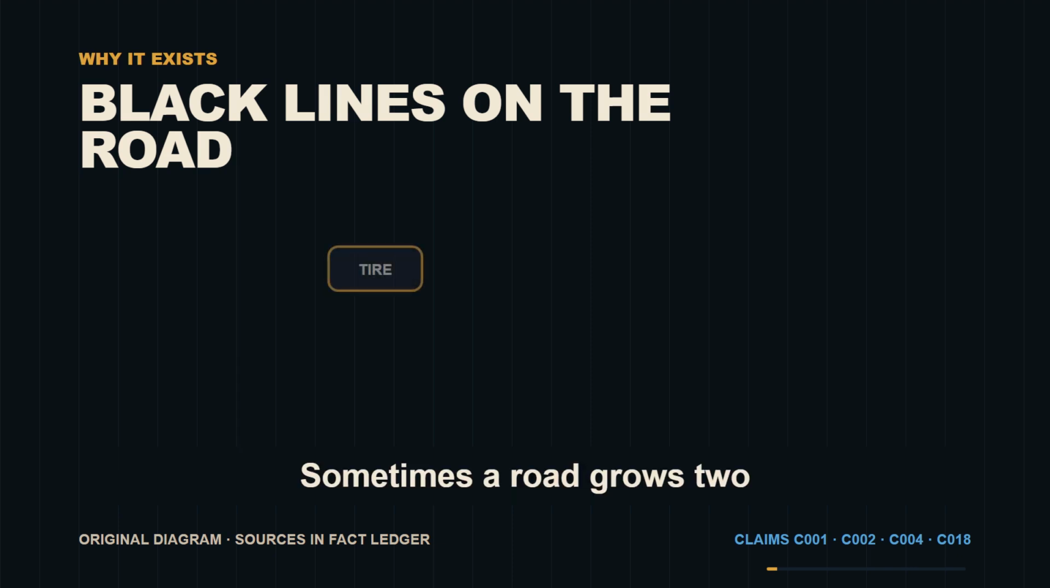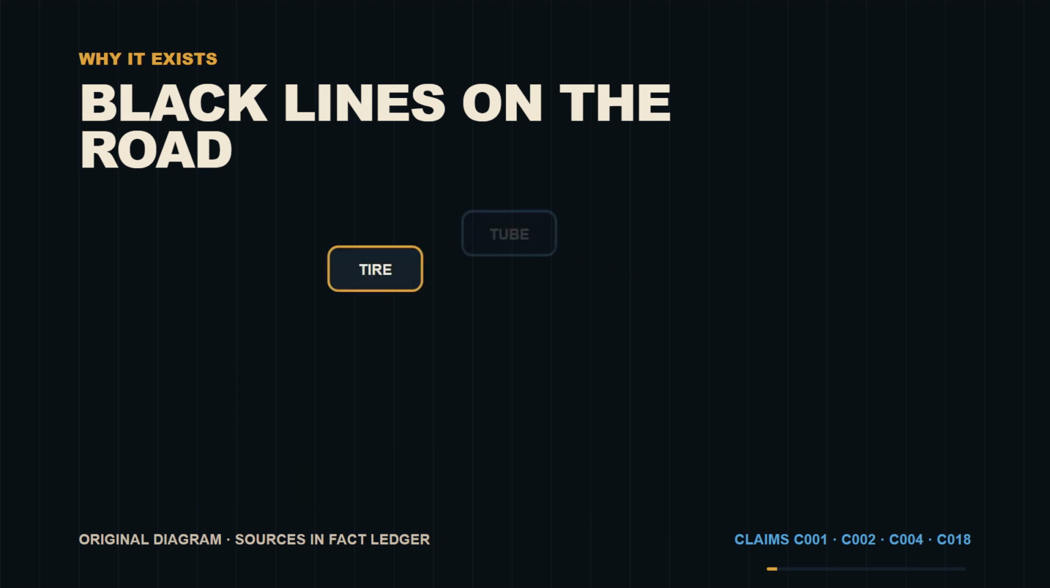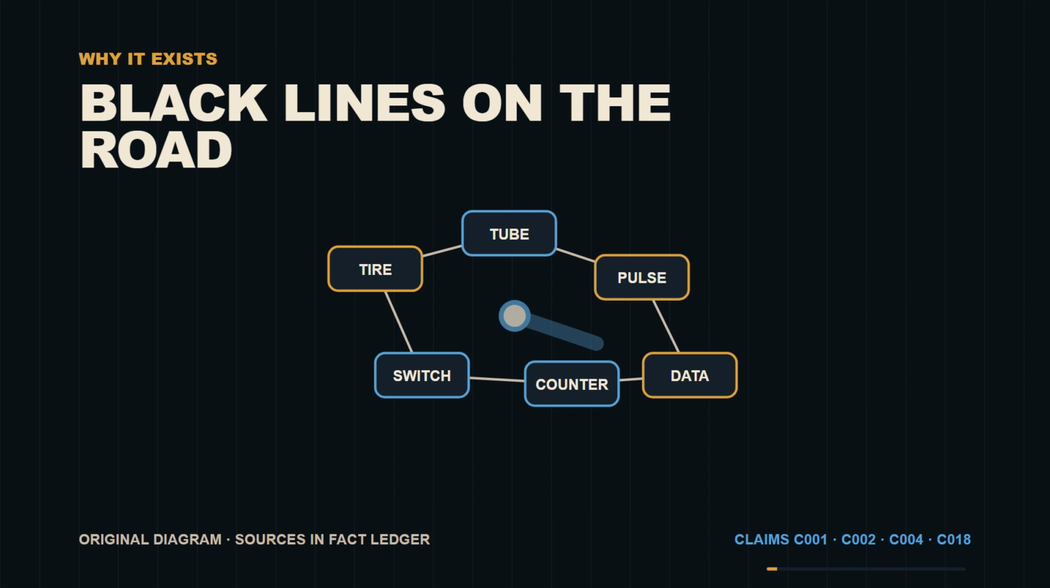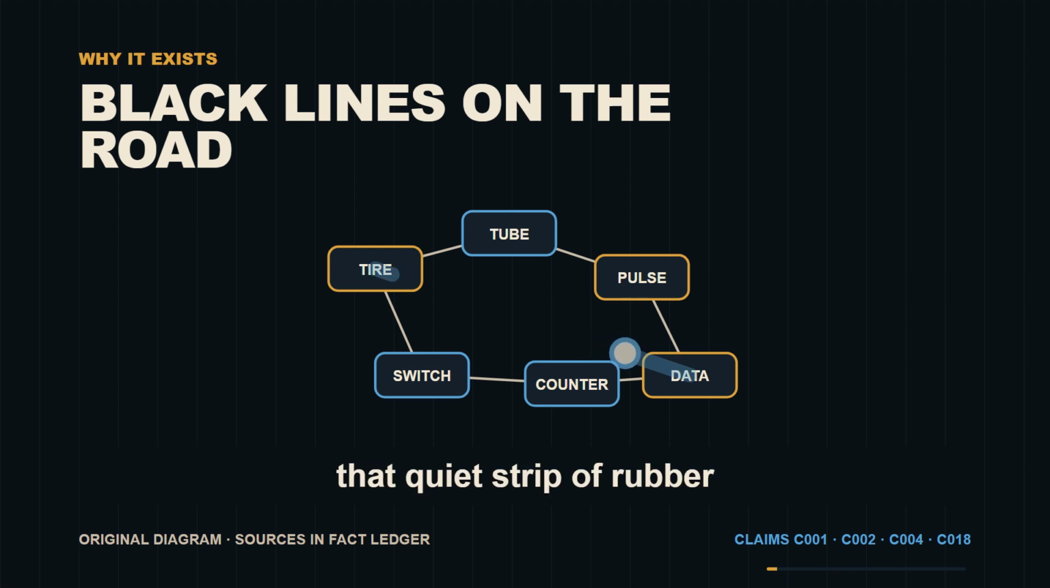Sometimes a road grows two thin black lines overnight, stretched from one shoulder to the other. They look like temporary cables, yet every passing tire produces a tiny event inside them. By morning, that quiet strip of rubber has measured how the road was actually used.